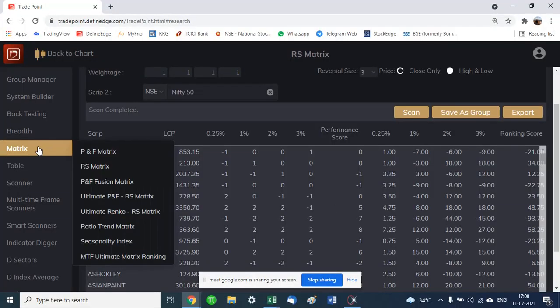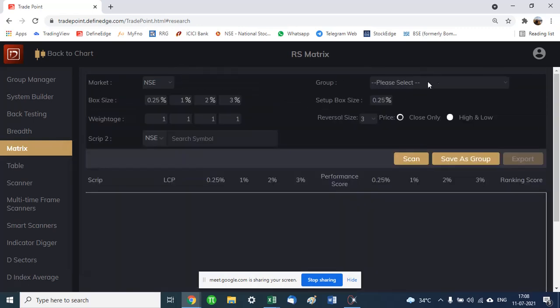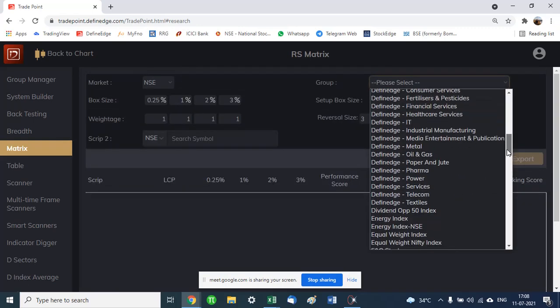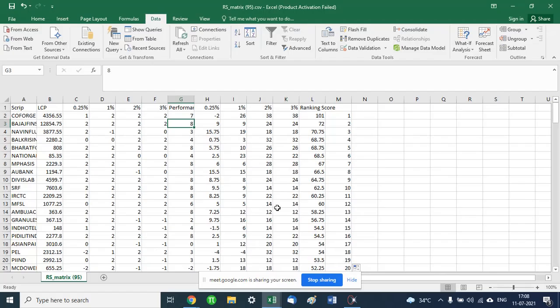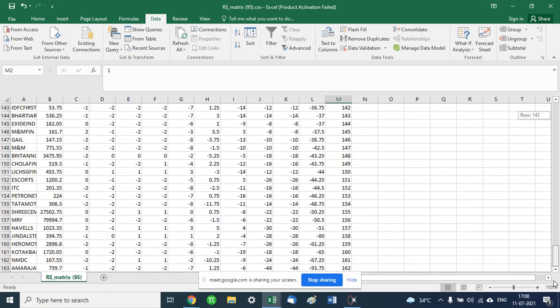I have gone to matrix, RS matrix. I have selected F&O stocks, denominator as Nifty 50, and I have run this report. Once it's generated, I export it to Excel. After exporting it to Excel, I sort it as per the ranking score from largest to smallest, and then I'm just putting the ranking here manually, 1, 2, 3. Depending on the highest score, the stock having the highest score gets ranking 1, and the stock having the lowest score gets the last ranking. Simple enough.